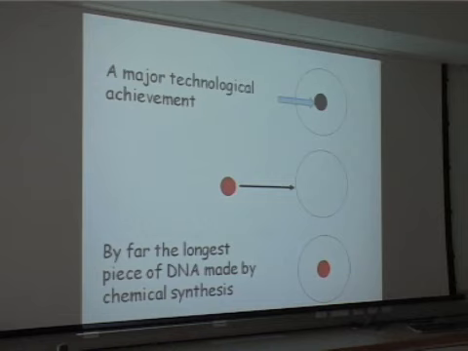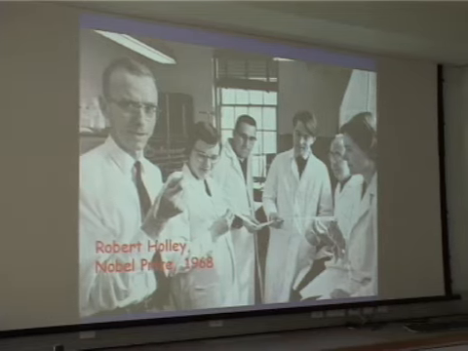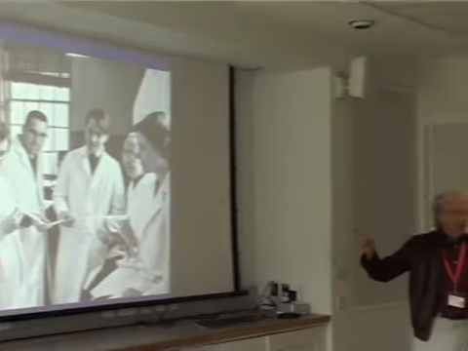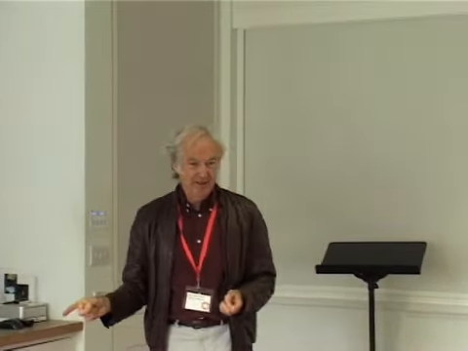Very, very clever. When you read the details of the technology, very clever indeed. One salutes them. But it wasn't the first piece of DNA, the first nucleic acid, to be made artificially. I'm going to go back to the 1960s, and here's Robert Holley, who won the Nobel Prize for elucidating the structure of transfer RNA, and they made it in the lab.